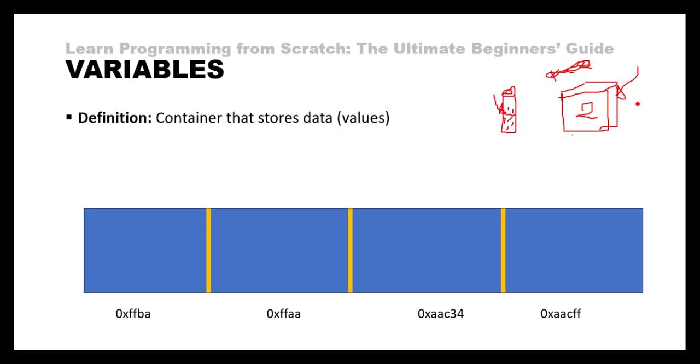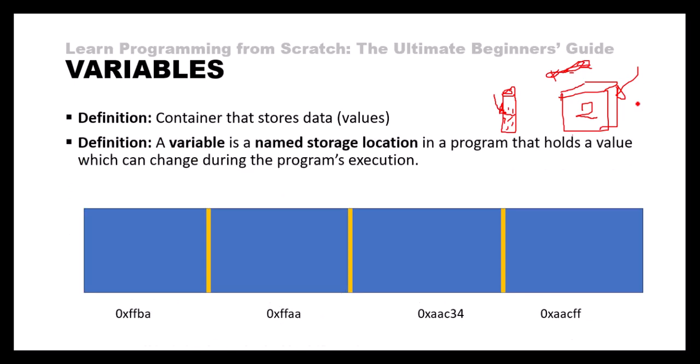This example is just one I'm using so that you understand, but let's look at a more computer science related definition. In computer science, a variable is a named storage location in a program that holds a value which can change during the program's execution. So now, if you have a laptop, the basic computer architecture always works like this: you're going to have an input, then you're going to have outputs.